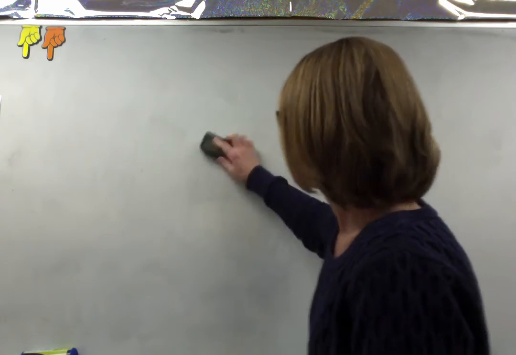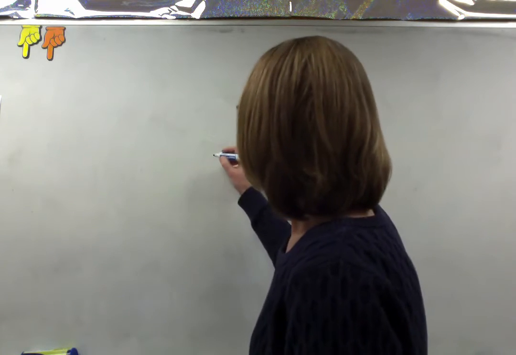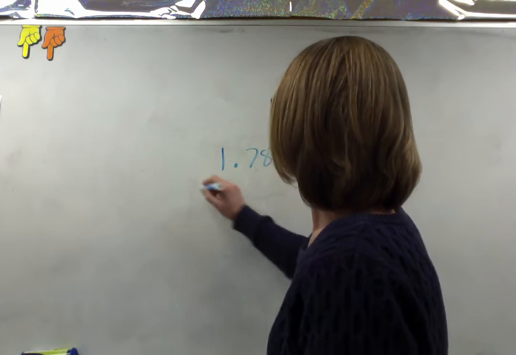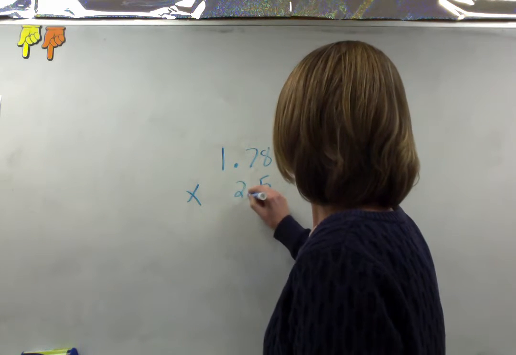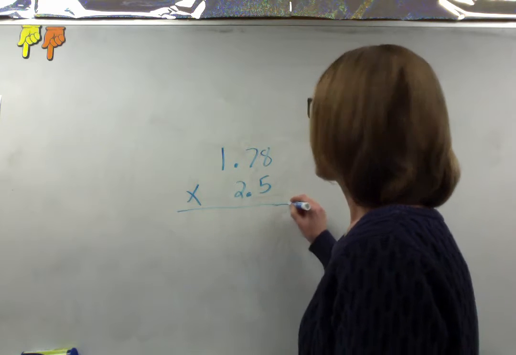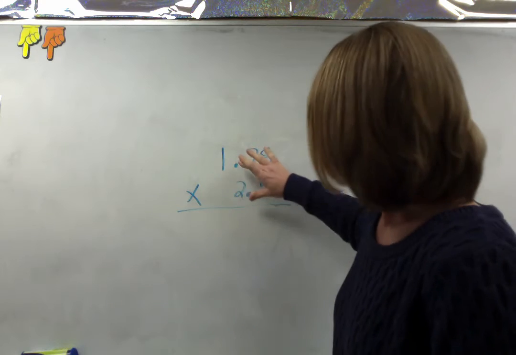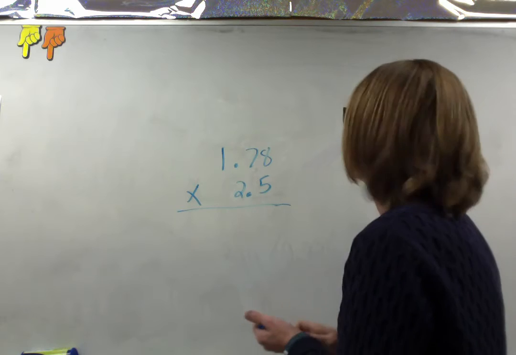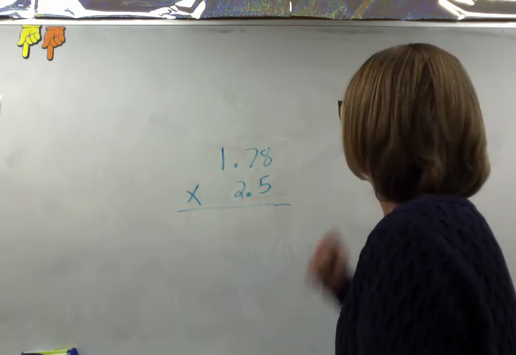Let's look at it with 2 digits. Okay, and let's use something that has something in the ones place. Okay? So let's do 1.78 times 2.5, okay? So let's try that, all right? So again, we get to ignore the decimals until the very end, and then we add them in. So we're just going to pretend we're multiplying 178 times 25, okay? So in that case, we're just going to multiply as normal, okay?